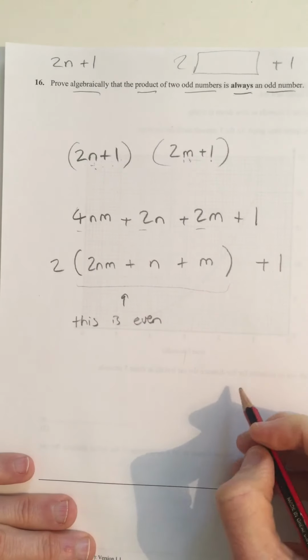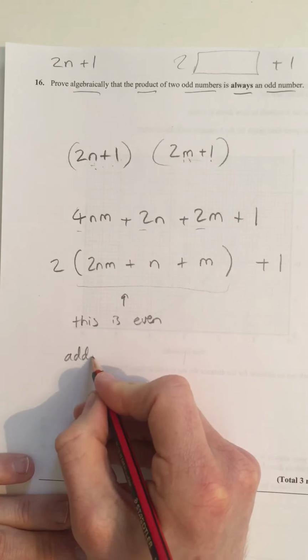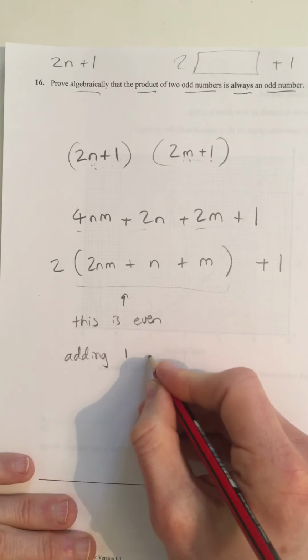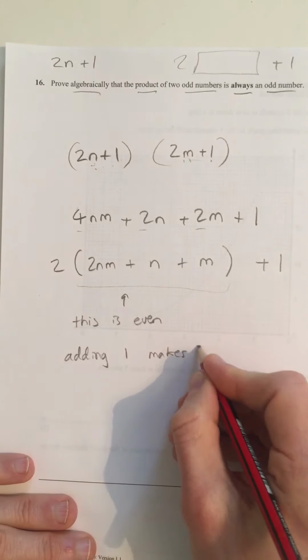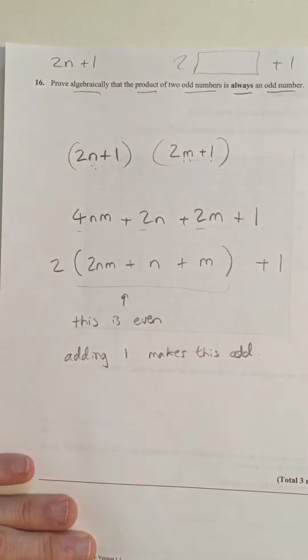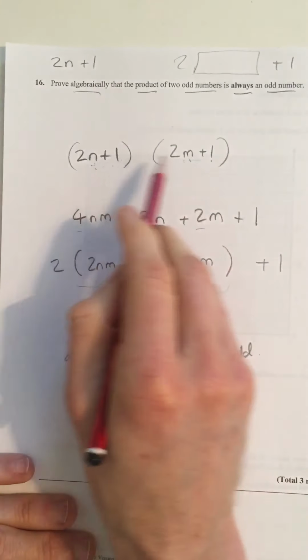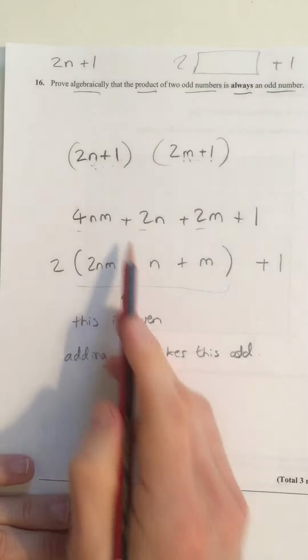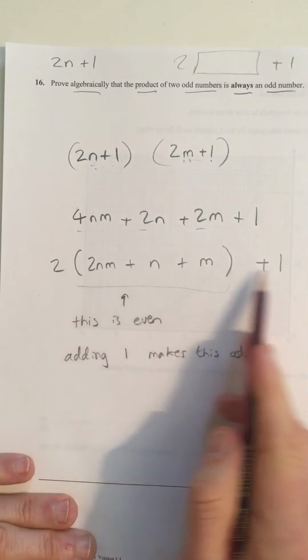So when I add 1, it makes it odd. And there we go. We've shown that the product of 2 odd numbers gives this, which is actually also odd.